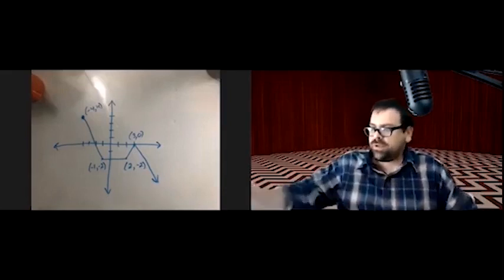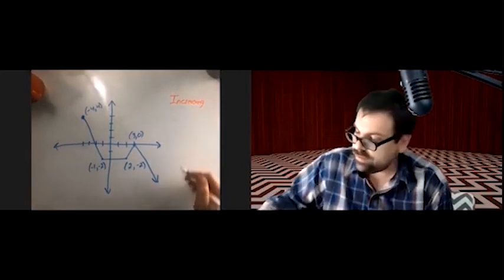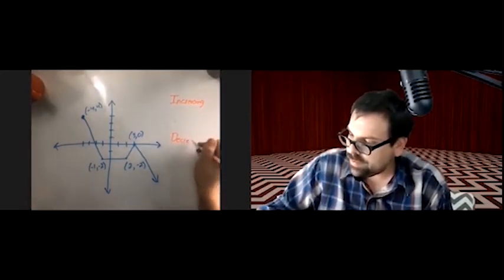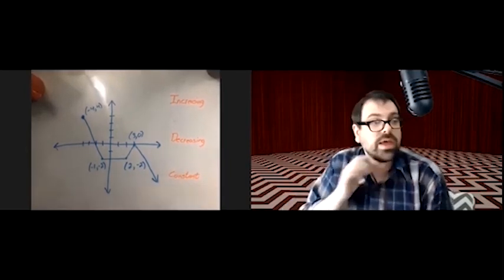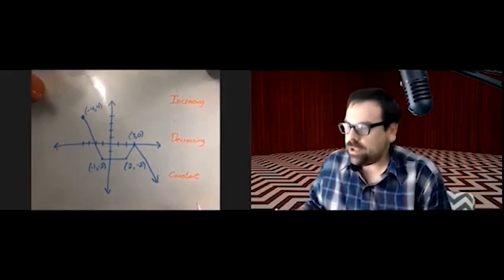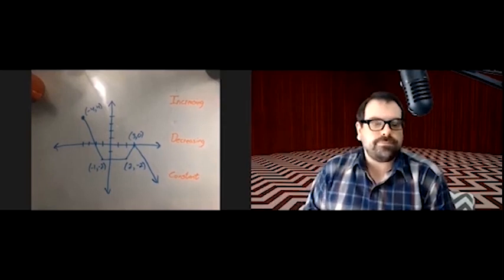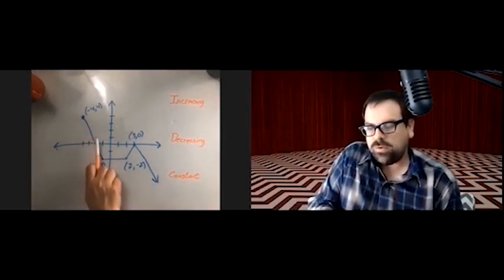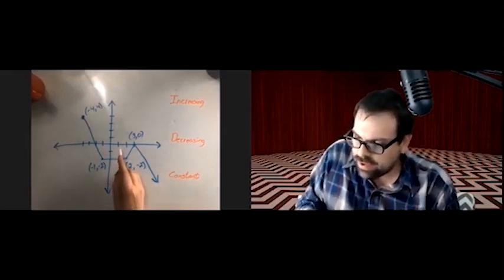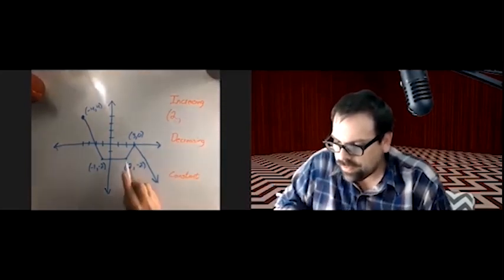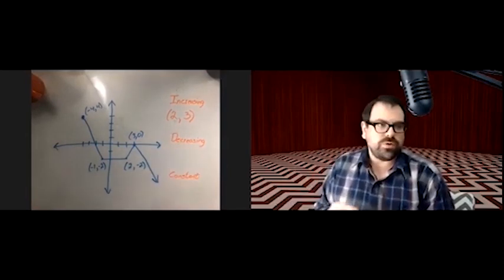We want to find the intervals where this is increasing, where it is decreasing, and where it is constant. So increasing, as we go from left to right, where does it go up? Down, down, neither, neither, neither, neither, neither, up. So it starts going up at 2, and it continues to go up until 3. That is the only interval where it is increasing, from 2 to 3.